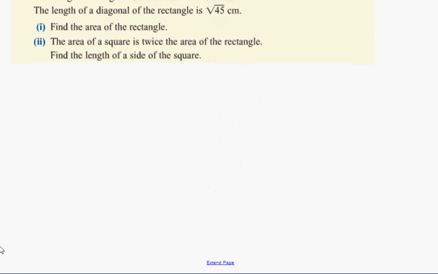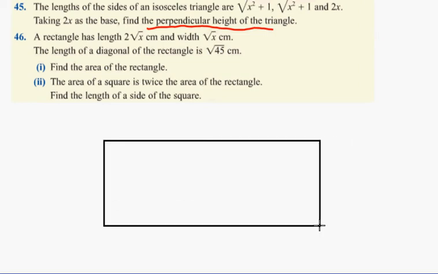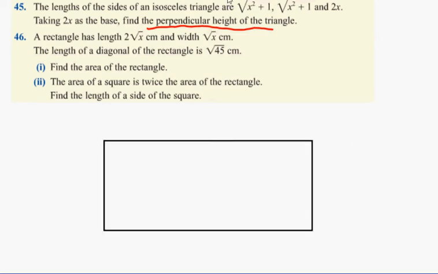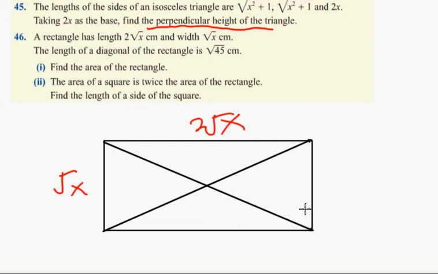So, what we're going to do here is draw your rectangle, starting off, okay? And here's the rectangle here. The width is root x. The length is 2 root x. Okay? And then it says the length of the diagonal. It can be any diagonal you want. It can be this one here, or this one here. There's only 2 diagonals to choose from, so just choose one of them. I'll choose the first one. And I say that that's root 45.